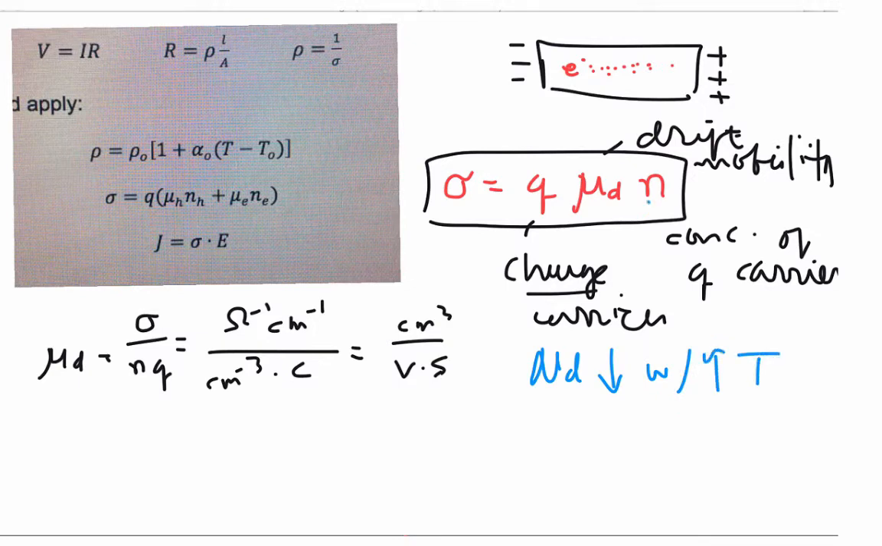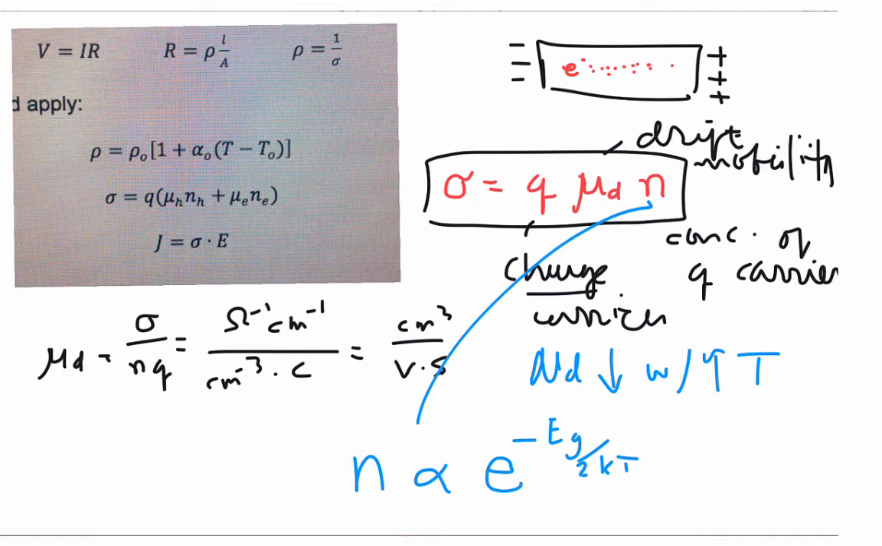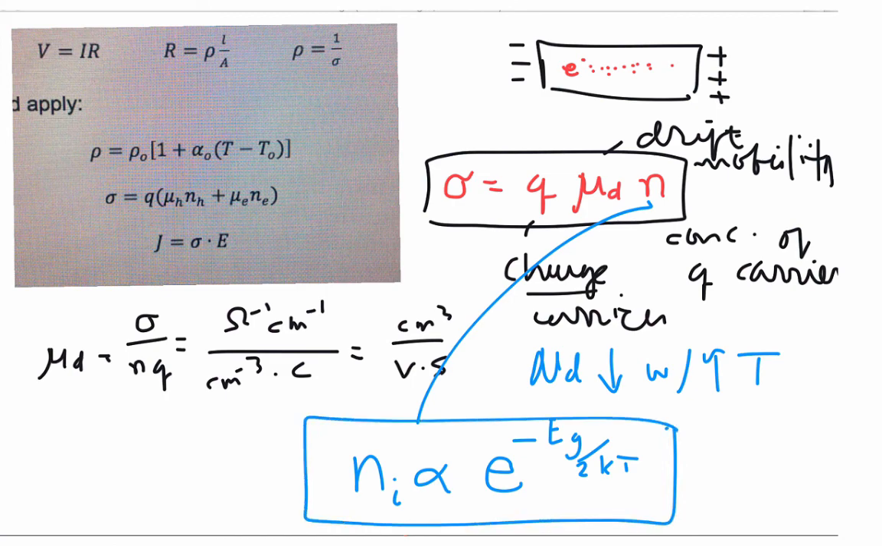However, this N is the number of free carriers and is proportional to e to the negative E gap over kT, or actually over 2kT for an intrinsic semiconductor. Now, let me just say a little bit of how we end up with this equation.